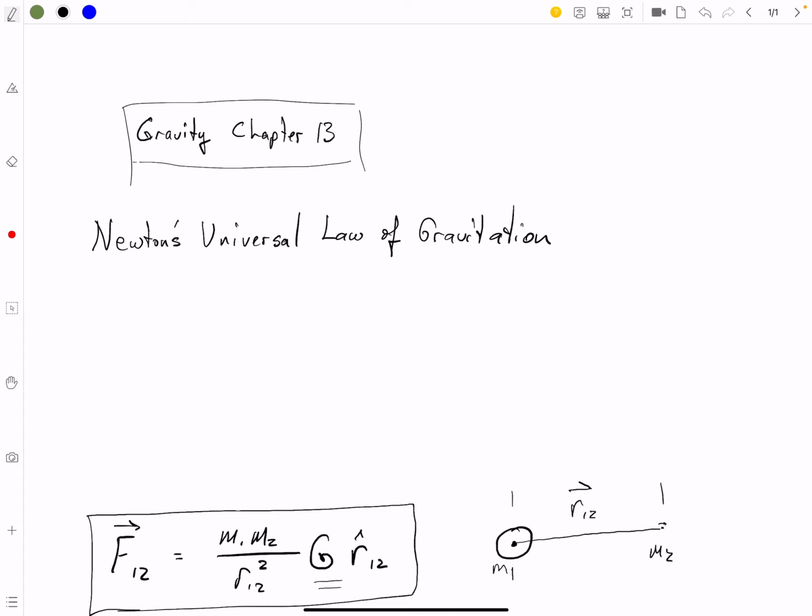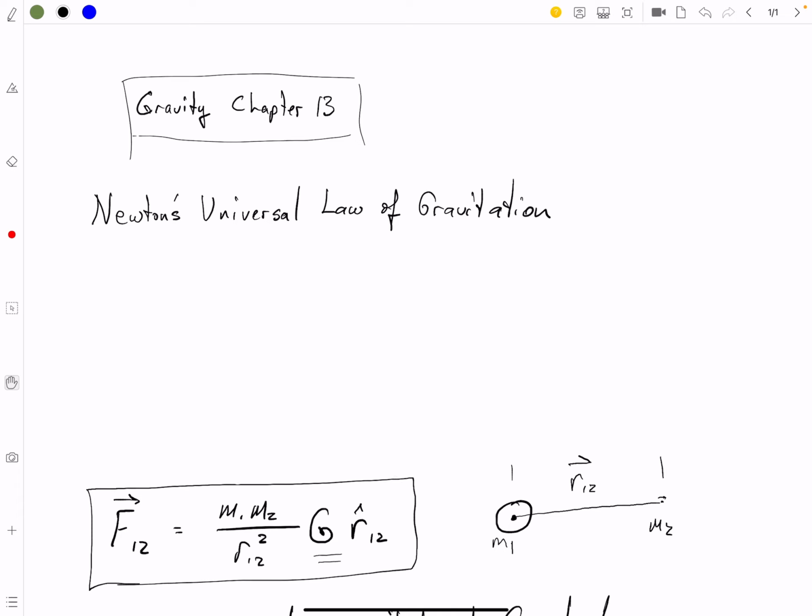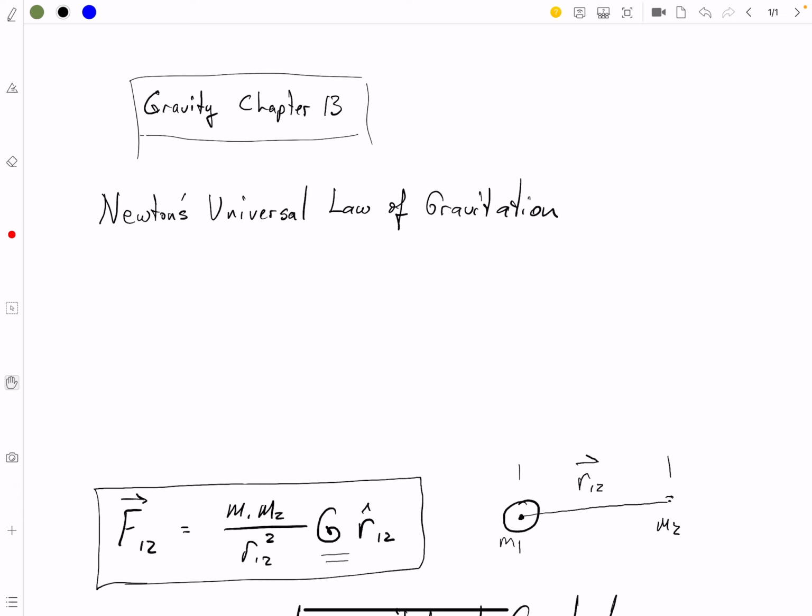Okay, so we're going to start off with Newton's universal law of gravitation. I've got it right down here at the bottom, and I'm not sliding up because I've got other stuff below that.